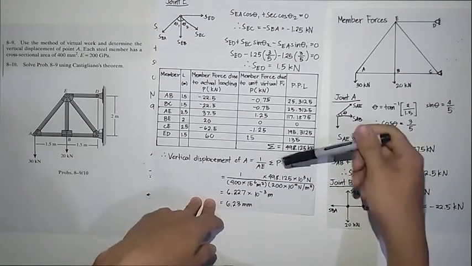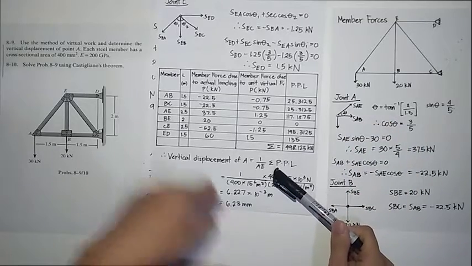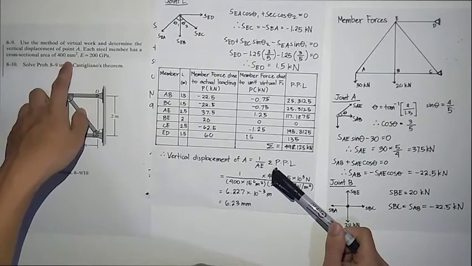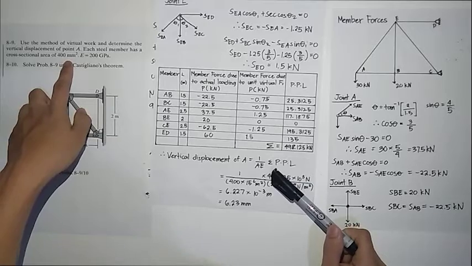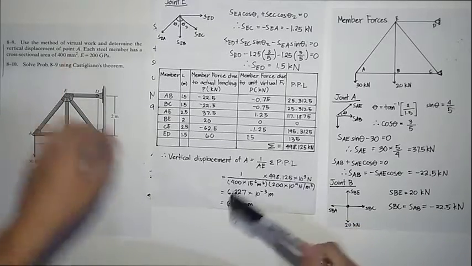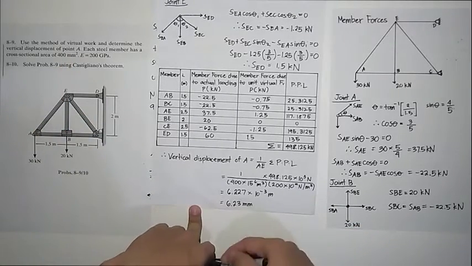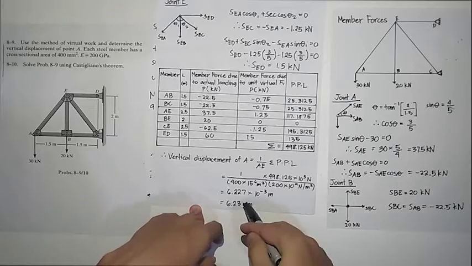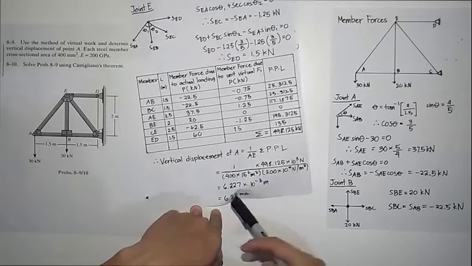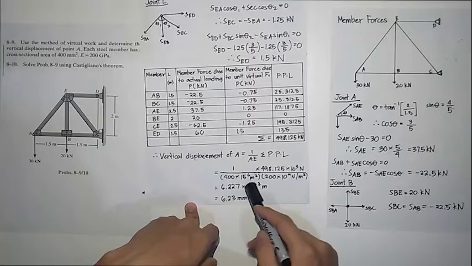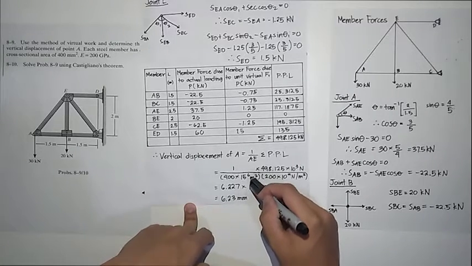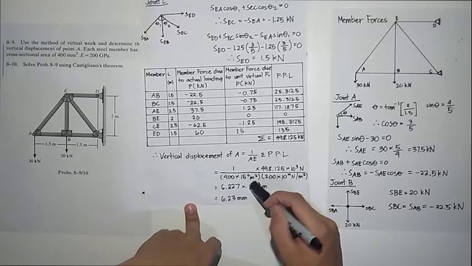So, convert lang po natin to millimeters kasi millimeters po itong ginamit sa question. So, ngayon, meron na po tayong vertical displacement of 6.23 millimeters. So, yun lamang po at maraming salamat.